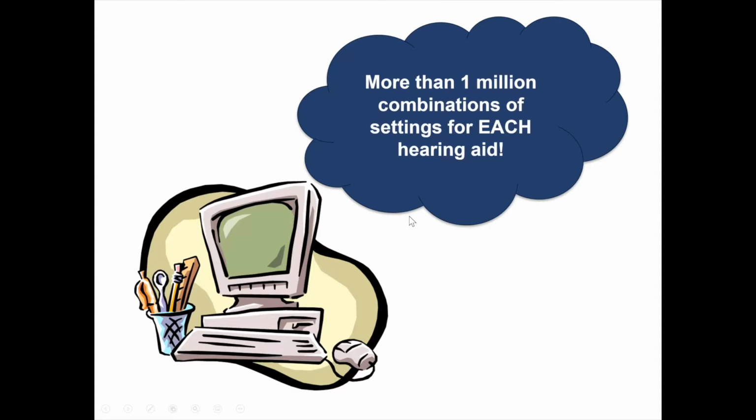And a couple of reasons we need to do those measures. Each hearing aid has more than 1 million combinations of settings. So there are ways to get that very right and ways to get that very wrong. So we want to make sure we measure these.